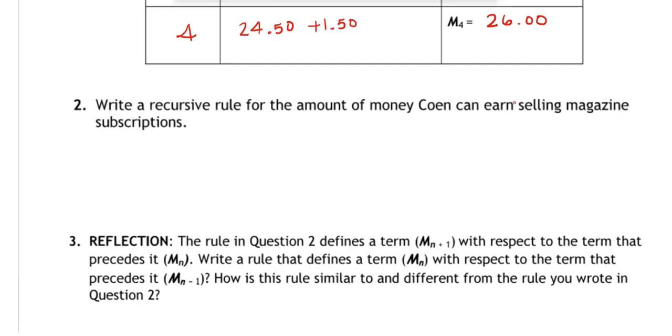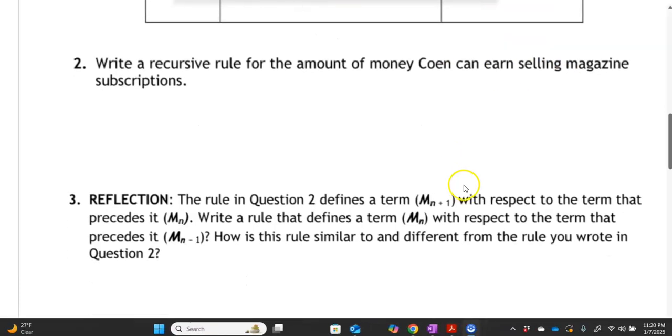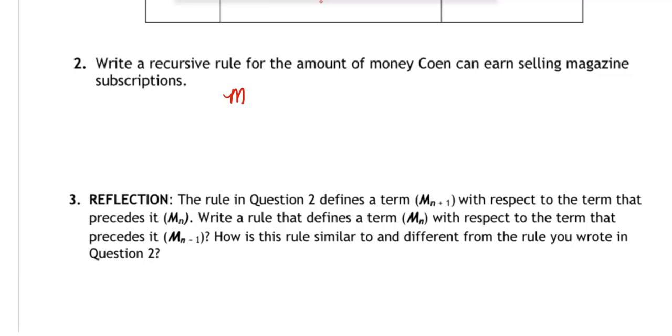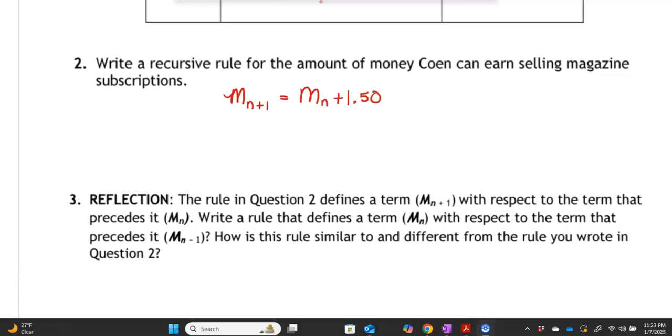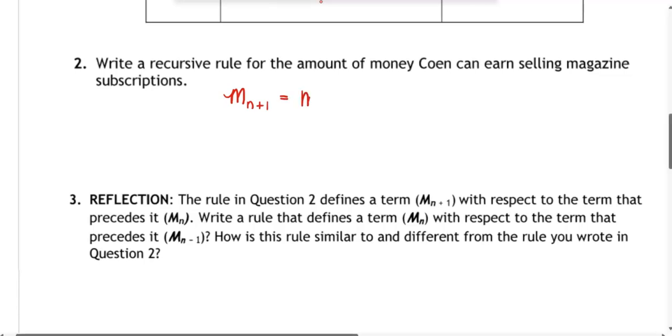So instead, a recursive rule is basically going to be taking a list of numbers that you have, and you're going to be applying some sort of rule to a set value and constantly repeating it over and over. So in this particular case, we're going to take what we have here. We're going to say, okay, so our money earned for some n value, we want to know what is the next number. And so for the next number, you're going to take this M sub n right here, and you would add $1.50.